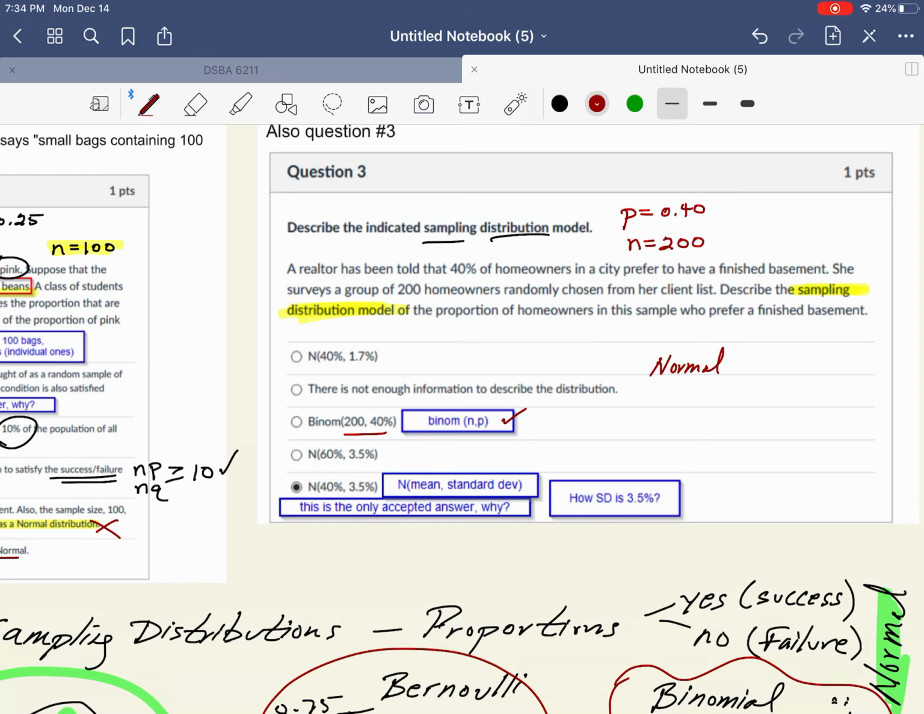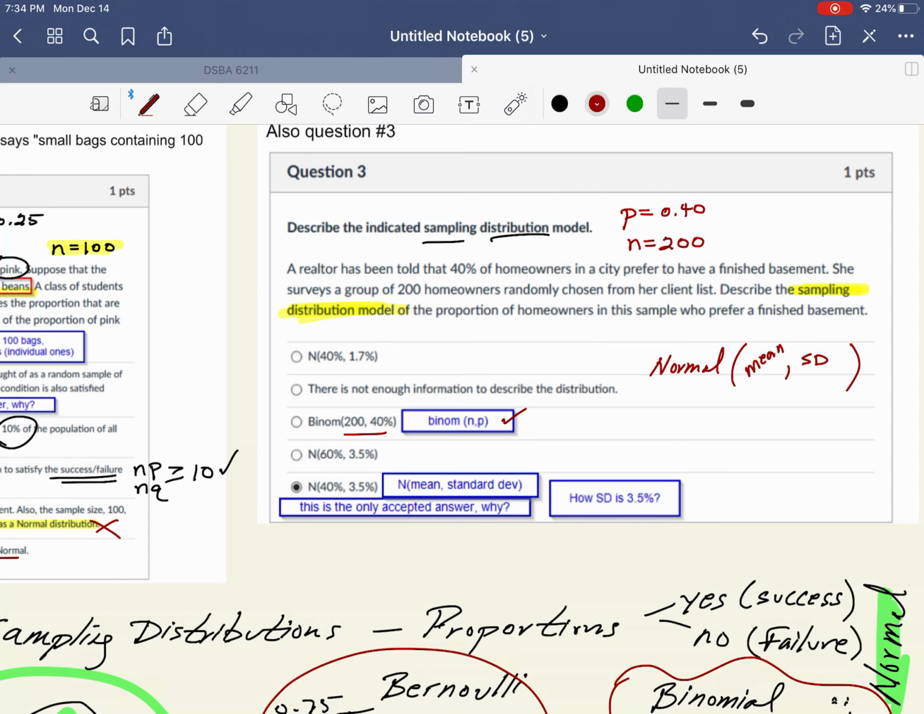So with this, we know that it's a normal model, okay? And when we describe normal models, we always describe their mean. And we always describe their standard deviation. If we have to use sample data, we'll change standard deviation and call it standard error. With this right here, we're talking in theory and we're acting like we already know the truth of 40%. So we can still call it standard deviation like that.